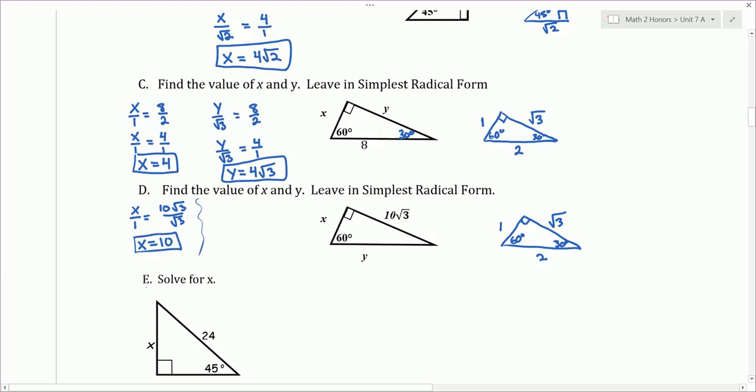To solve for y, I'll set up a proportion again, this time y over 2 is equal to 10 root 3 over root 3. And then the root 3's cancel out, and you get y over 2 is equal to 10 over 1. Cross multiply, and you get y is equal to 20.